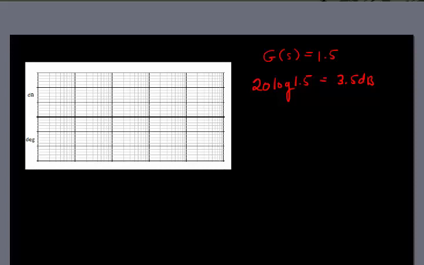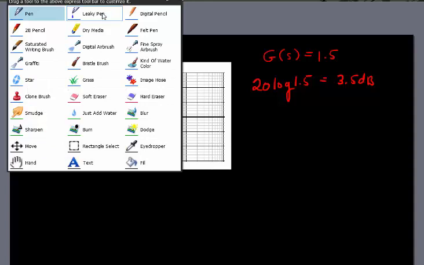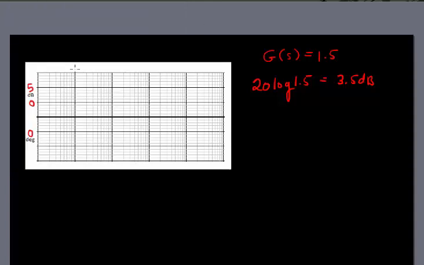Okay, now I know that the phase angle is 0 degrees for all frequencies, and I know that this gain is going to be 3.5 dB for all frequencies, so I could put my labels of 0 and 5 there, and then I can just draw my straight lines. Okay, so I'm going to do this by hand.